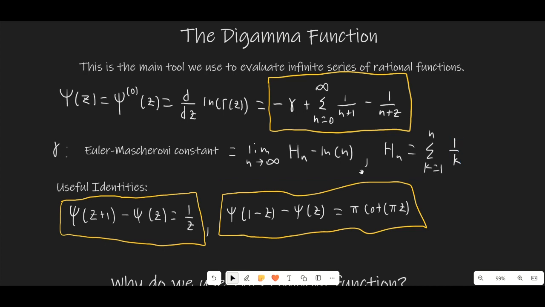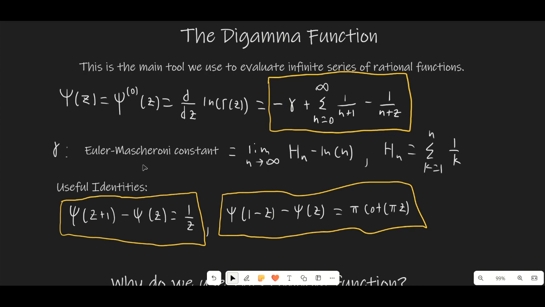Now you know that obviously as n goes to infinity, this diverges, but so does ln n, and it turns out that these two diverge at the same rate, so that they have a finite difference as n goes to infinity, which is equal to gamma. It has a value of approximately 0.577. And so this is our digamma function.